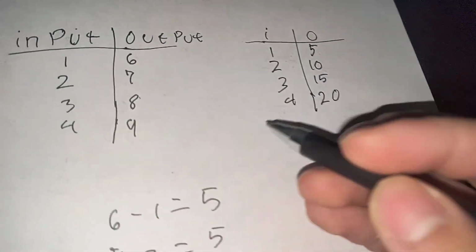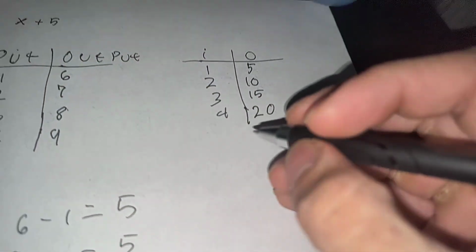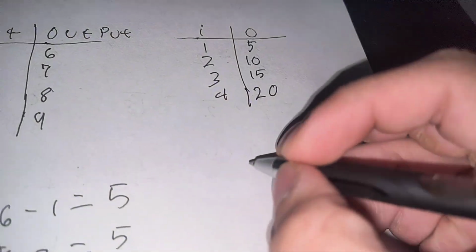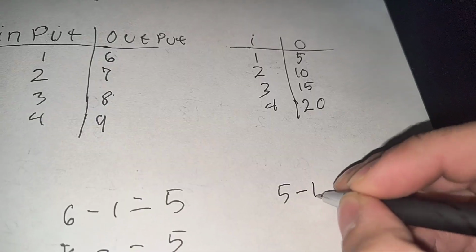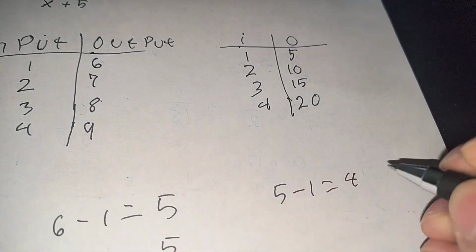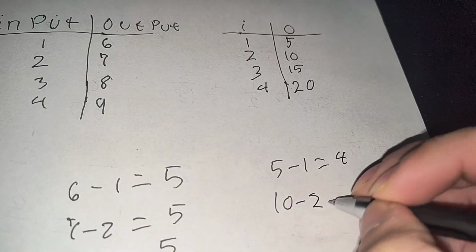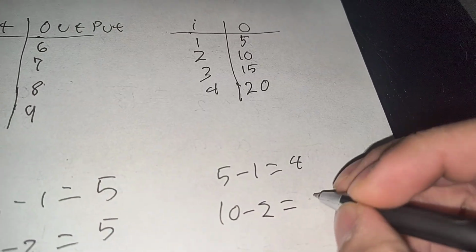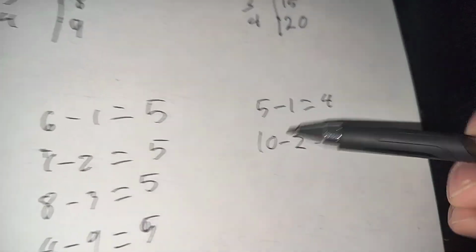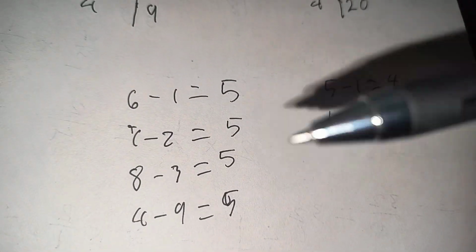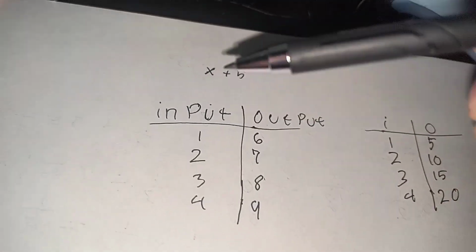Now let's see if the same thing is true for this one. 5 minus 1 is equal to 4. Okay. 10 minus 2 is equal to 8. Well, that's not the same thing. We already have a problem. Here, the difference is exactly the same. So we know that it's additive because they're adding the exact same number to each one.